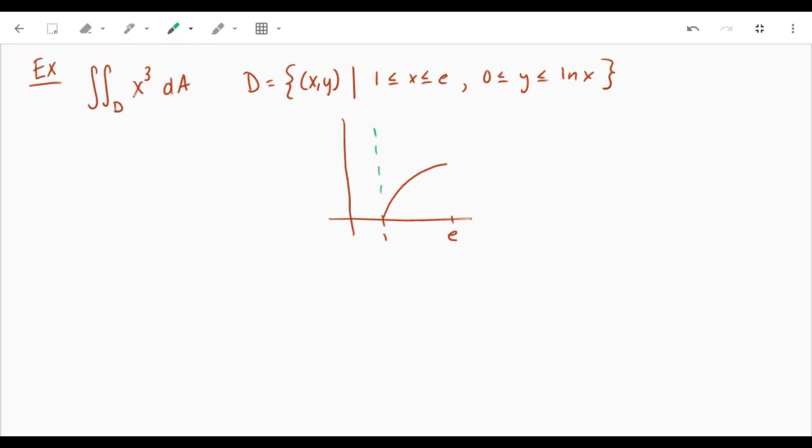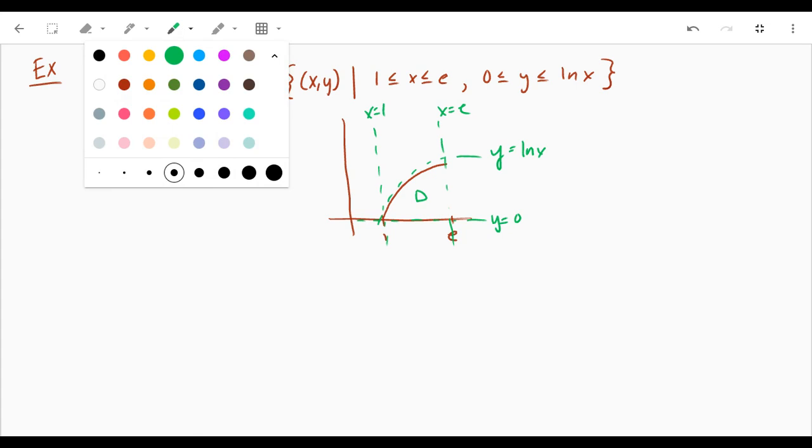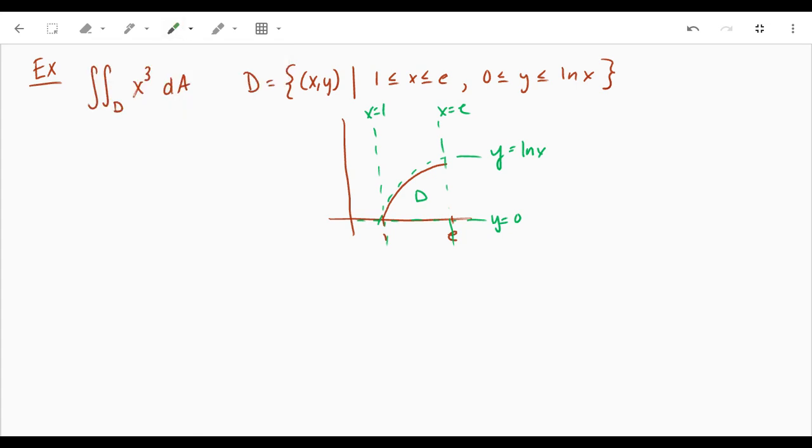Again, x values between 1 and e, y values between y equals 0 and y equals the natural log of x. So we're looking at a region right there. Y equals the natural log of x, y equals 0, x equals 1, x equals e. So that's the region that we want. And now you've got to think about above that region, we have that z function. Z is whatever x cubed is.